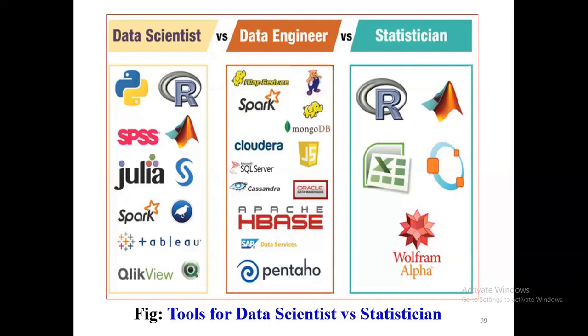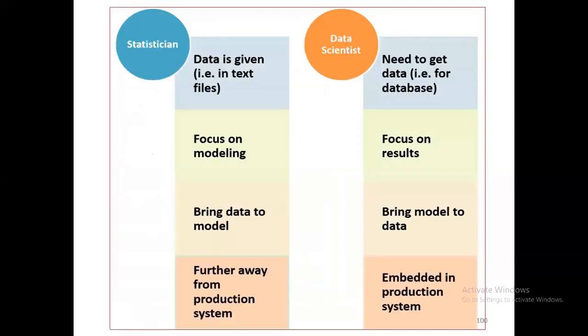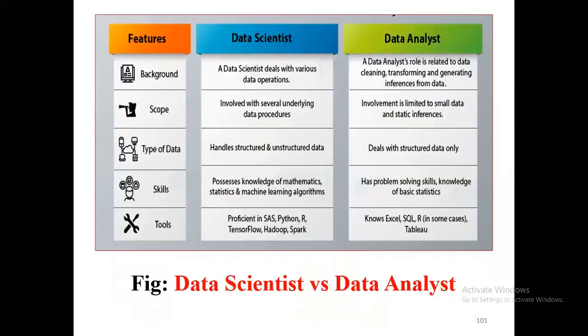The difference between a statistician and a data scientist: data is given in text files. Need to get data from databases, focus on modeling, focus on results, bring data to model, bring model to data. Further away from production system, embedded in production system. So these are the various features between a data scientist and a data analyst.